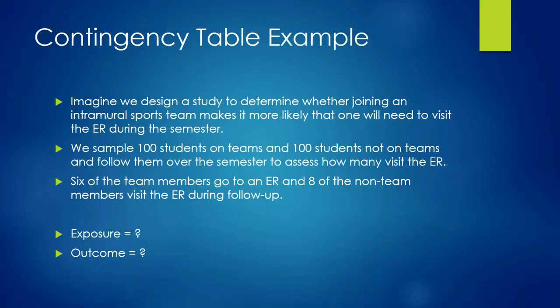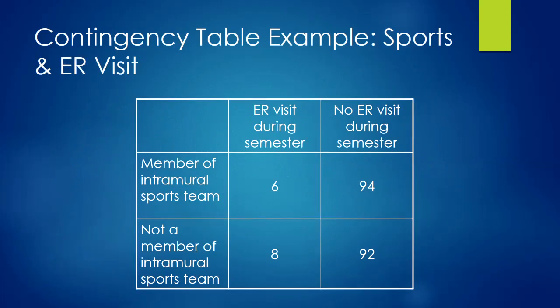So, for example, if we did a study where we wanted to know if participation in an intramural sports team made it more likely that someone visited the ER during the semester, we might sample 100 students who were on teams, so that would be our exposed group, 100 students who were not on an intramural team or unexposed group, follow them over the semester, and look at how many of them visited the ER. So we'll say 6 of those 100 people on teams went to the ER and 8 of people not on a team went to the ER. So our exposure, again, is participation in an intramural sports team, and the outcome is visiting an ER during the semester. So we would set up our 2x2 table like this.